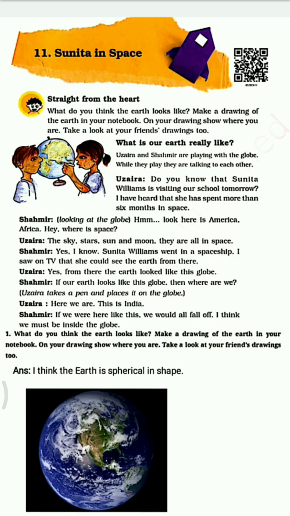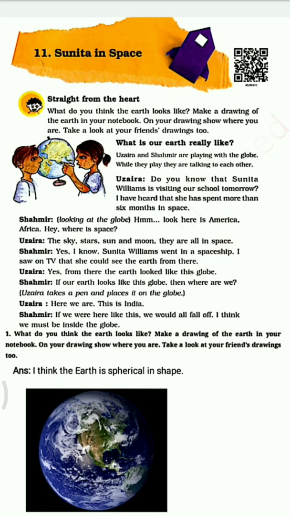Uzaira and Shahmir are two students. They are playing with a globe and discussing with each other. Uzaira, do you know that Sunita Williams is visiting our school tomorrow? I have heard that she has spent more than 6 months in space. So Uzaira is telling that she is visiting our school tomorrow.